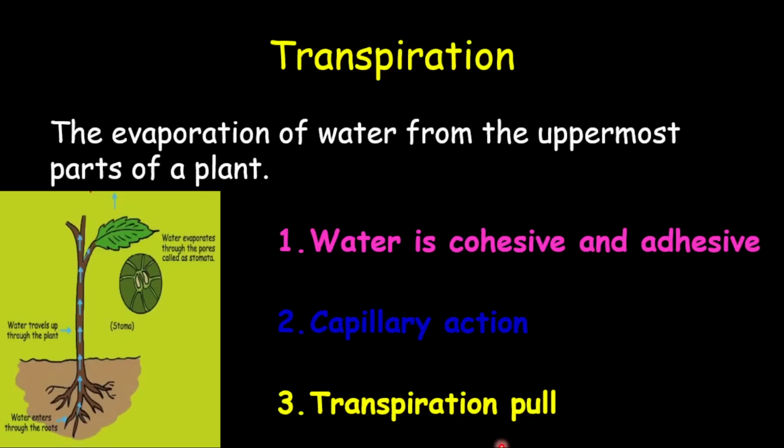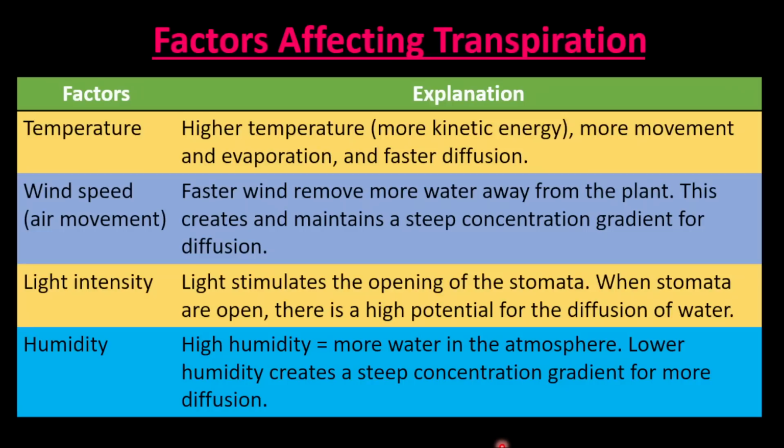All right? Now, factors affecting transpiration: we have temperature, wind speed or air movement, light intensity, and humidity. For temperature, the higher the temperature, the more kinetic energy the particles will get, and so the more movement and evaporation and also the faster diffusion. I need you to know these very important notes right here. Wind speed: the faster the wind is, the more water will move away from the plant, and this creates and maintains a steep concentration gradient for diffusion.